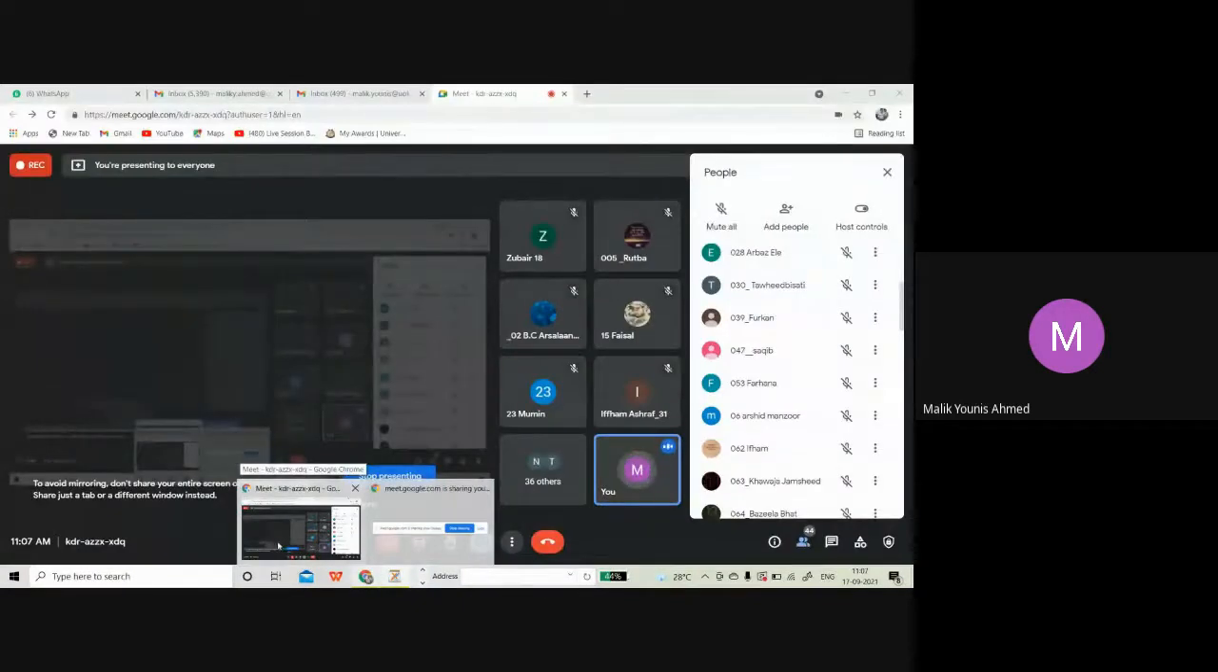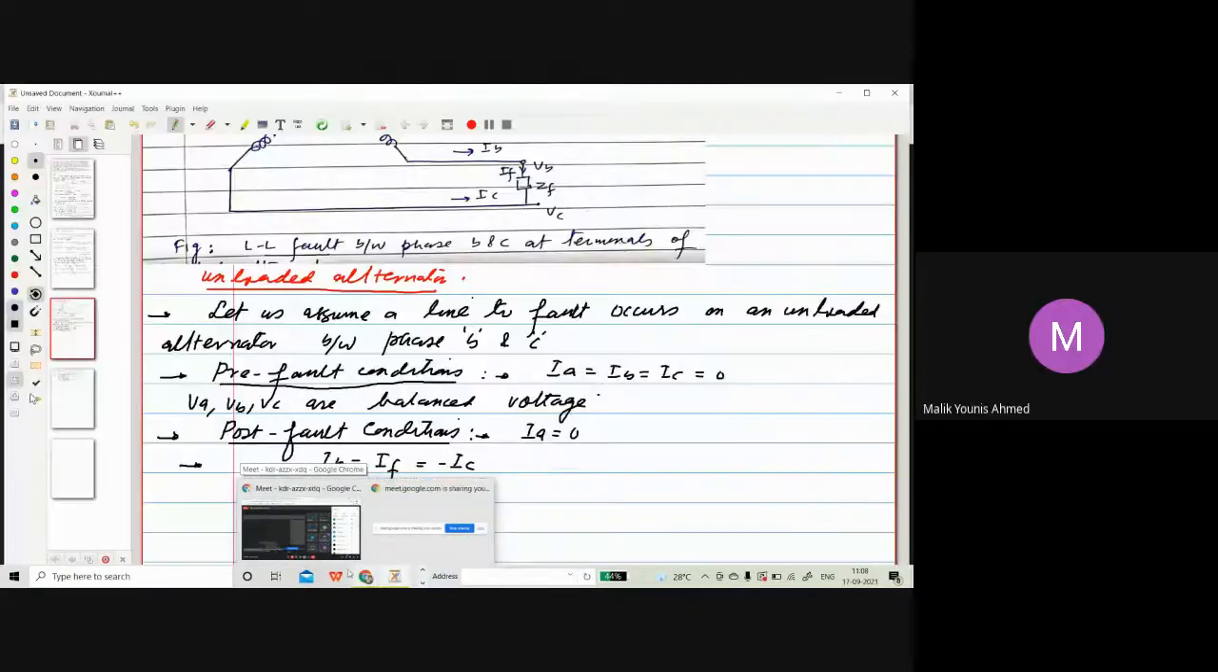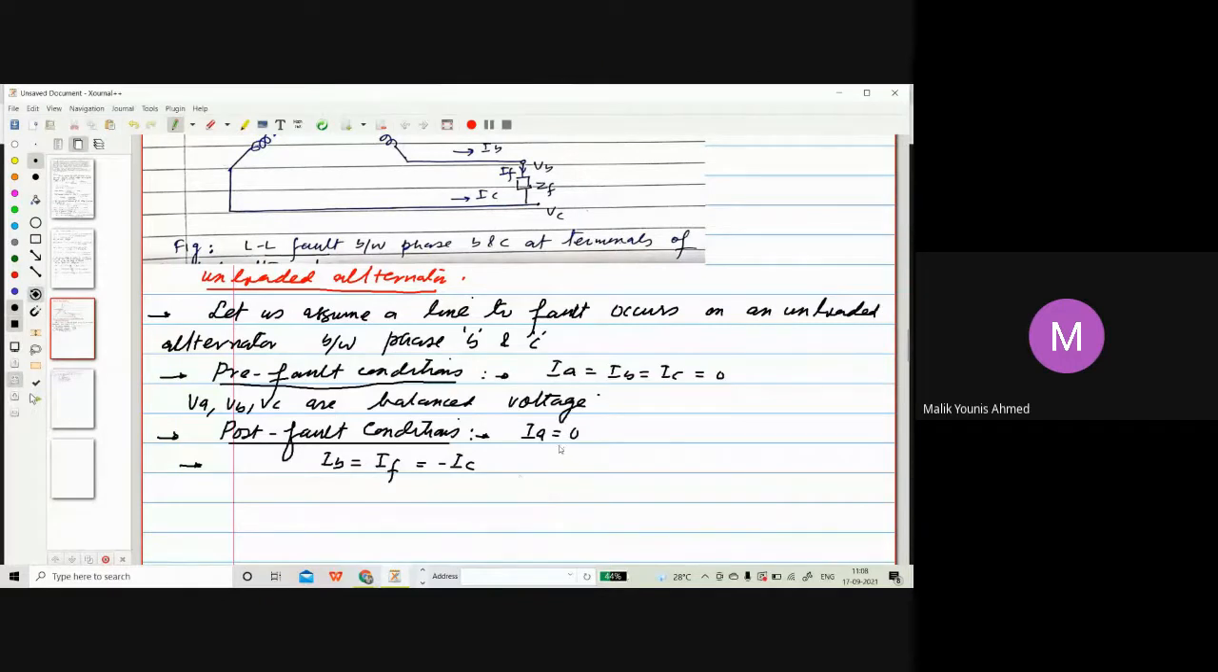He's not there. Yes, sir. What will be the third post-fault condition? IN will be about equal to voltage. IA, that is current, has gone. IA is 0. IB is equal to minus IC. That will be equal to the fault current.